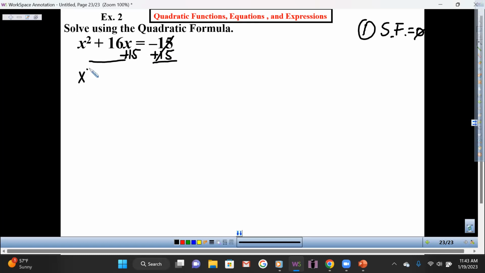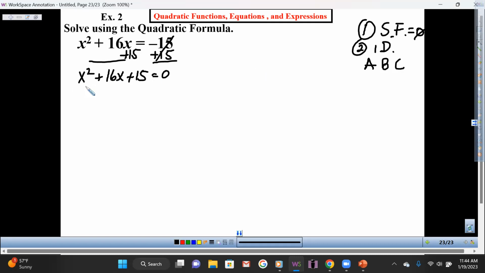That leaves us with x squared plus 16x minus 15 equals 0. So far, so good, yes? Yes, Mr. Q. All right, step 2. ID. What does that mean? Identify, yes. Identify A, B, and C.